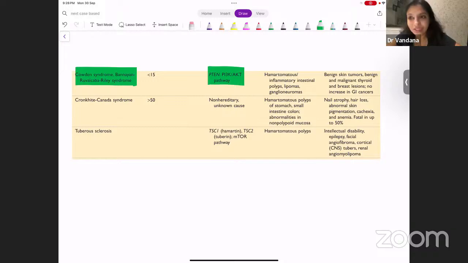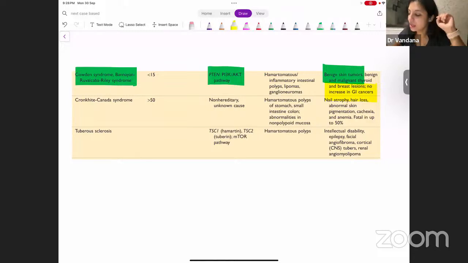Usually these syndromes, Cowden syndrome or Bannayan syndrome, have a lot of non-neoplastic as well as neoplastic lesions. In non-neoplastic, they have benign skin tumors, that is trichilemmomas. And you can have breast cancer, endometrial cancer, and thyroid cancer. Remember I told you very importantly that Cowden syndrome never has colon cancer. So there is no increase in GI cancers. They do not have colon cancer. That's a very typical feature of Cowden syndrome.